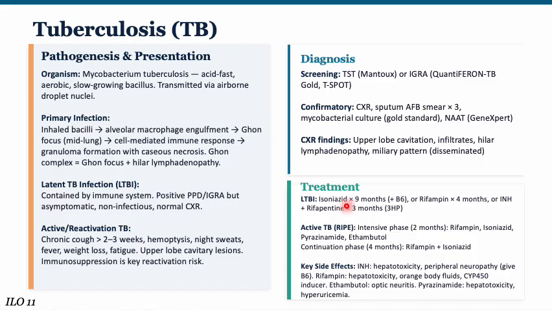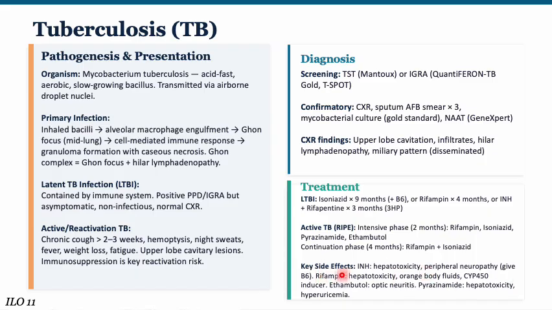even if it's a longer duration. For active TB, you do an intensive phase for 2 months. That's with rifampin, isoniazid, pyrazinamide, and ethambutol. And then you do a continuation phase for 4 months with rifampin and isoniazid.